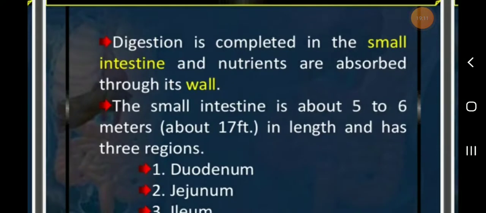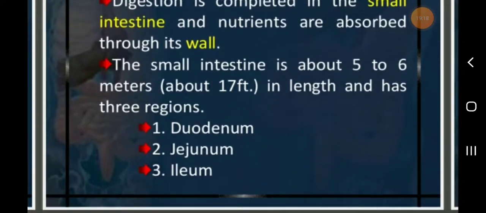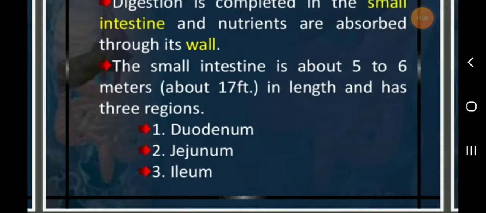Next, digestion is completed in the small intestine and nutrients are absorbed through its wall. The small intestine is about 5 to 6 meters in length, and has 3 regions: duodenum, jejunum, and ileum.